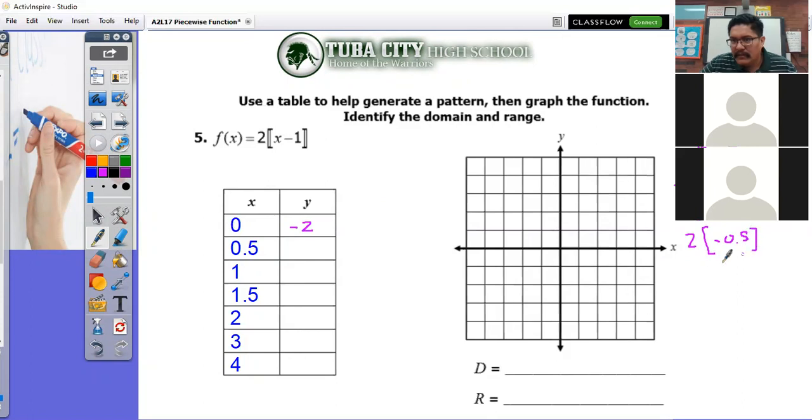-0.5. And this is still kind of a multiplication symbol. Still multiplication, because anytime you put two numbers directly next to each other, that means that you're going to multiply them. But in this case here, I'm going to round it down. So round down -0.5, and you get -1. And that means this is still -2.